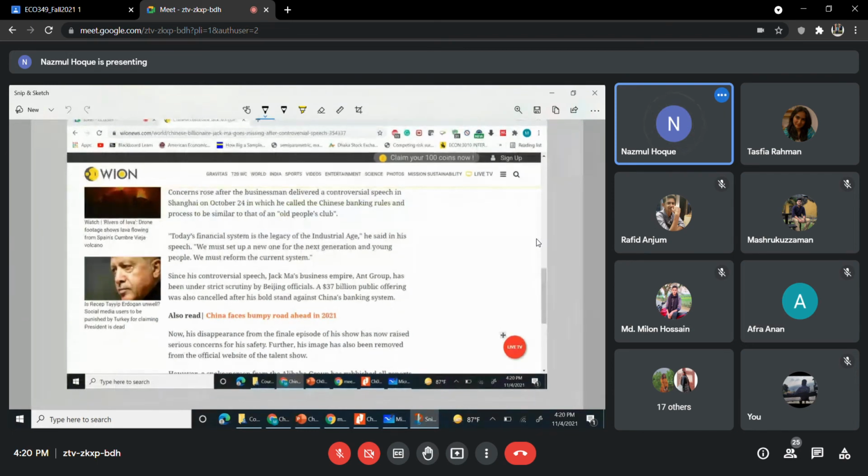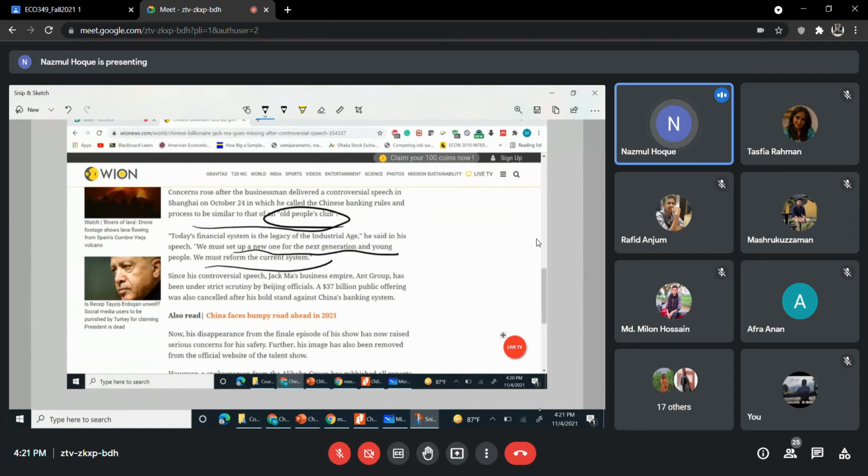So he was saying that banking rules and processes are similar to an old people's club. We need something new for the next generation and young people. We must reform the current system, and this kind of made them angry.